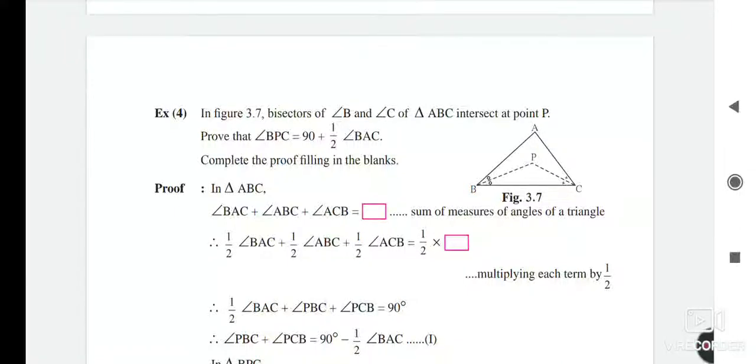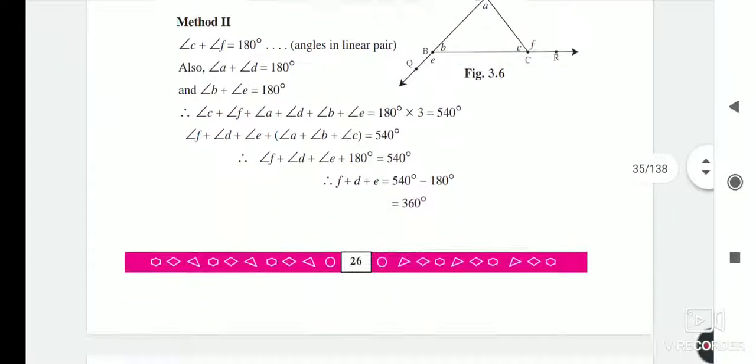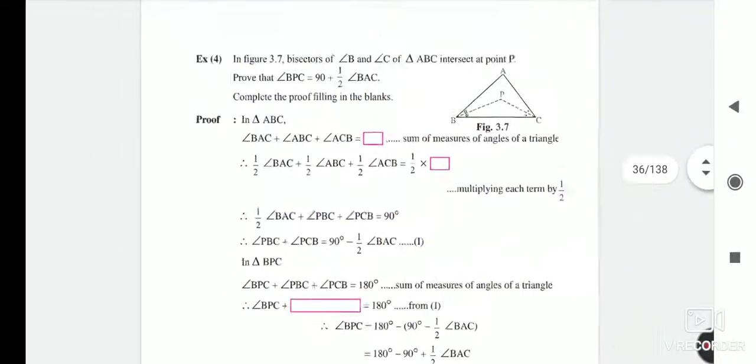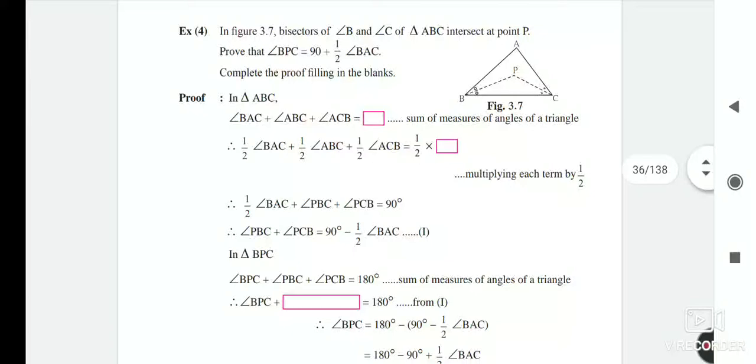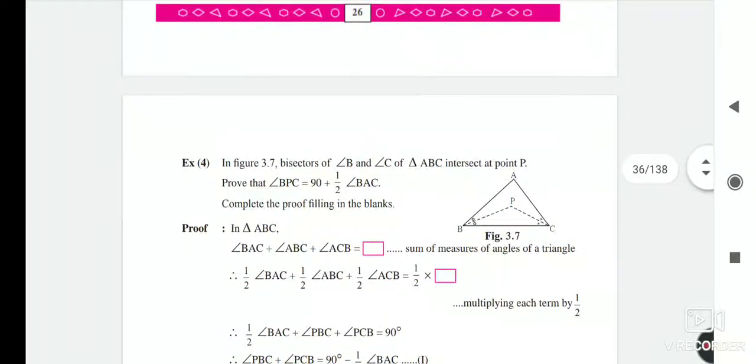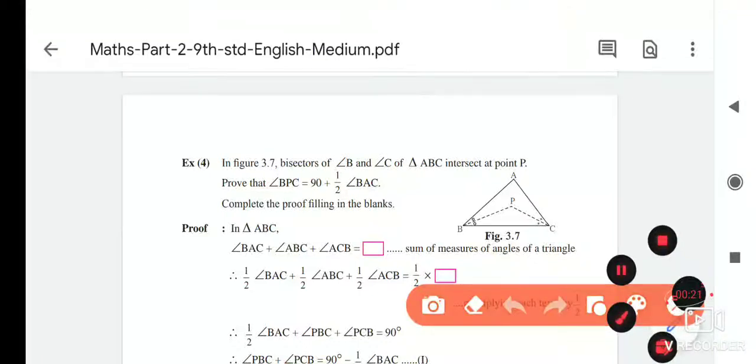Students, in lesson number 3 we are going to study first the activity, that is before exercise 3.1. We will complete it at first and then we will see the next part of our lesson. Okay, so first of all we will see the question. What is the question here given?